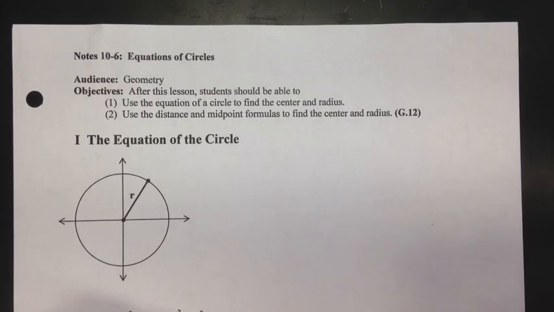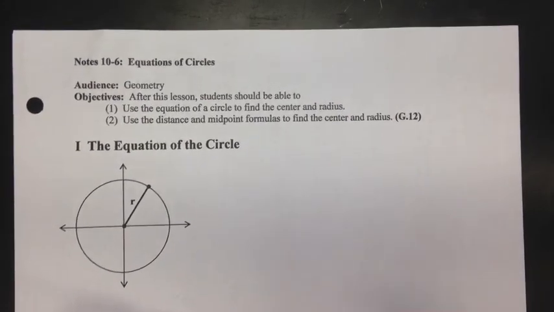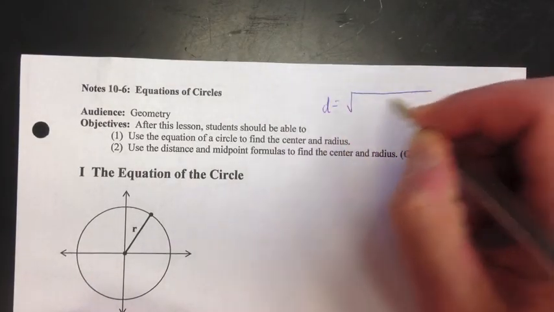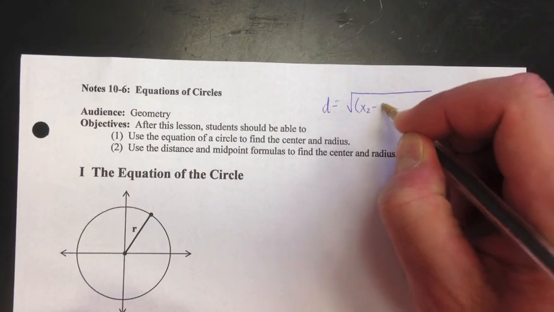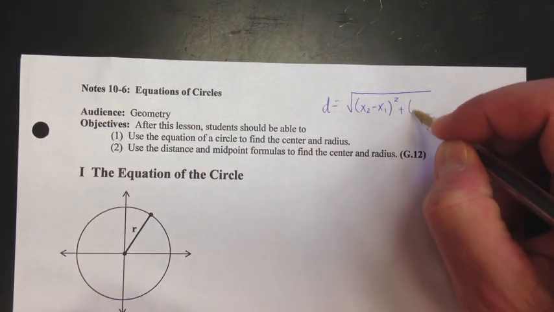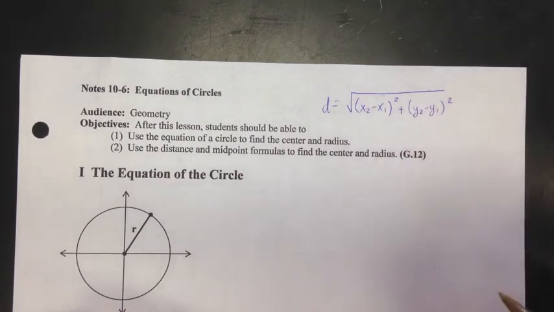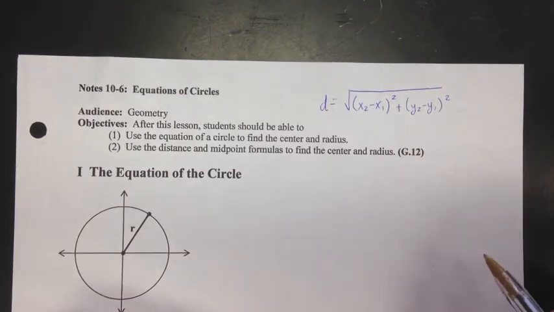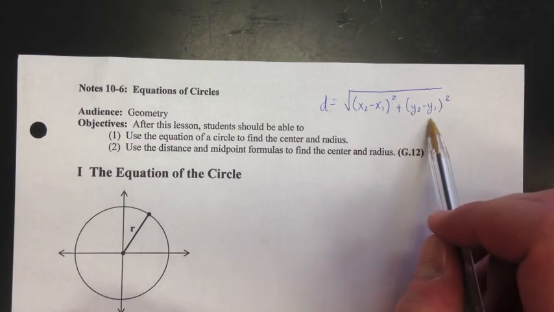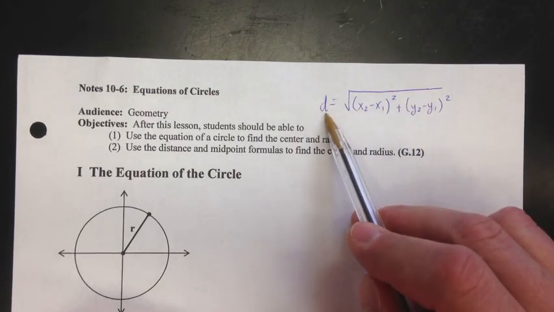Okay, so the equation of the circle is actually related to the distance formula. At the top here, I'm going to write down the distance formula: the square root of x sub 2 minus x sub 1 squared plus y sub 2 minus y sub 1 squared. This is very similar to the Pythagorean theorem. That's like your a squared plus your b squared, and when you take the square root of that, what that gives you is c.